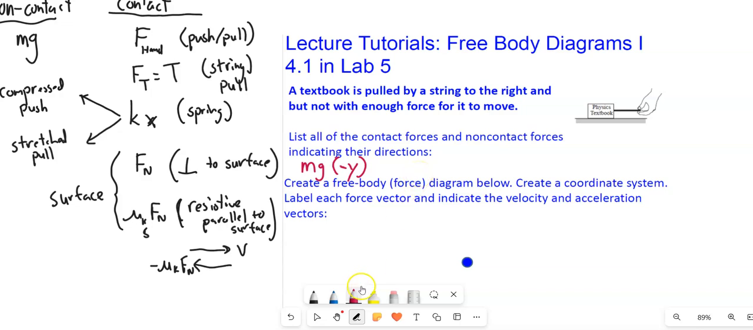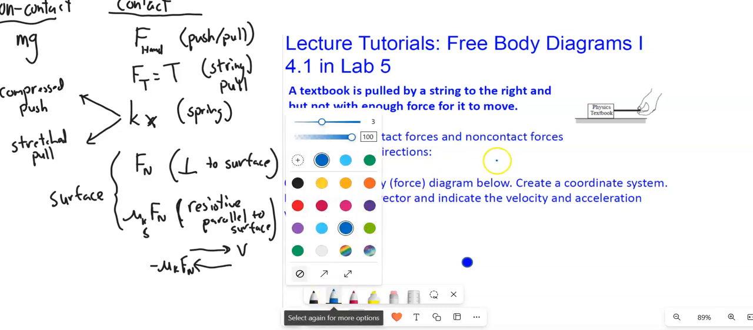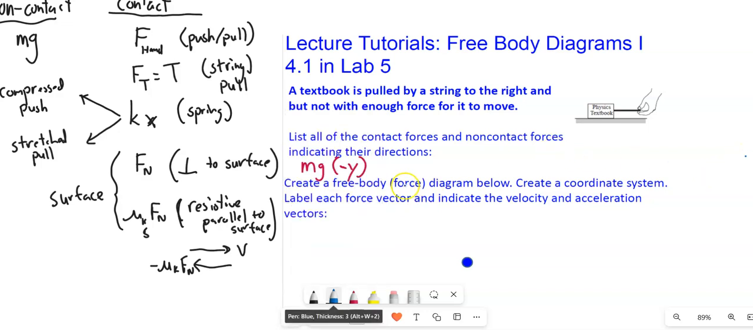Okay. Now we're going to list off everything that is physically touching the textbook. One of the things touching the textbook is going to be the string. So see right here, it says a string is touching the textbook. The hand isn't touching the textbook. The string is touching the textbook. And we represent the string as a capital T, and it's pulling. And since the string always pulls, it's attached to the right of that textbook, it's going to be pulling it in the positive x direction.